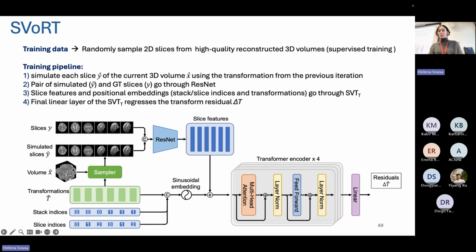And then we just pair our simulated and ground truth slices. We concatenate them and pass them through this ResNet to get these slice features, which will go into the transformer alongside our positional embeddings. These positional embeddings are just our stack and slice indexes and our estimated transforms from the previous iteration. So once all of these go through this transformer, the final linear layer just regresses our residual transformation, so our delta t.